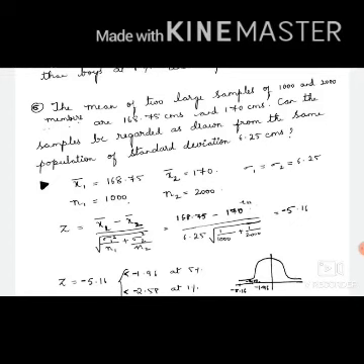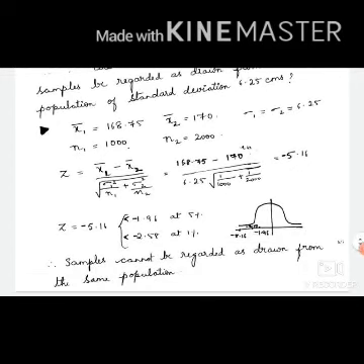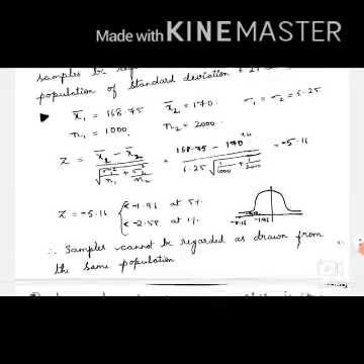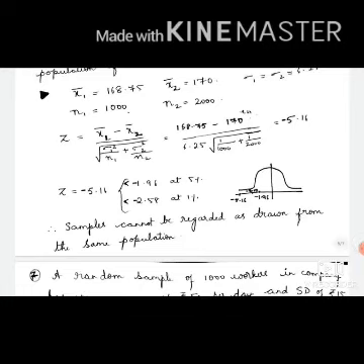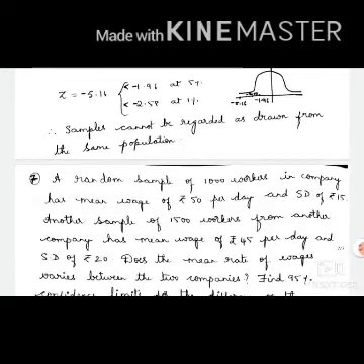So minus 5.16 lies in the critical region. It is less than minus 1.96 for the 5% level of significance, and also it is less than minus 2.58 at the 1% level of significance. Therefore, Z falls in the critical region in both cases. We reject the hypothesis and we say that the samples cannot be drawn from the same population.